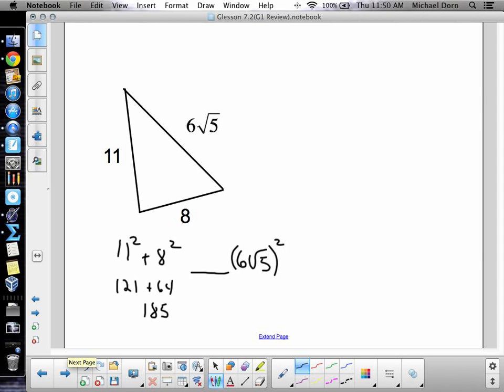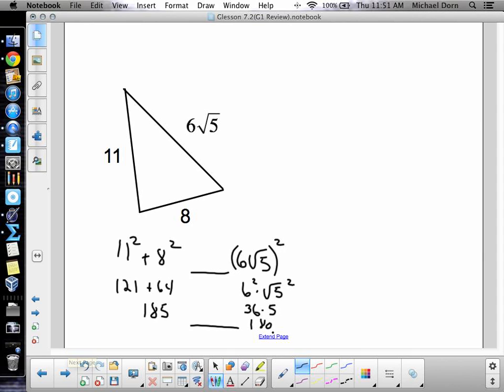6 root 5 squared is going to be a little bit more work. But again, that's just 6 squared times the square root of 5 squared. 6 squared is 36. Square root of 5 squared is 5. 36 times 5 is 180. Oh dear, and now here's where it comes in. They aren't equal. If it's equal, it's nice because it's the right triangle. They aren't equal.